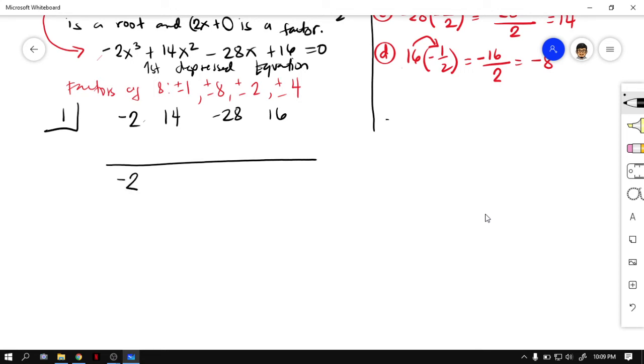Negative times positive is negative. 2 times 1 is 2. 14 minus 2 is 12. 12 times 1 is 12. Negative and positive, so minus. Mas malaking negative yung 28, so negative ito. 28 minus 12 is 16, and negative times positive is negative. So, 16 minus 16 is 0. Ayan, nakuha natin agad.